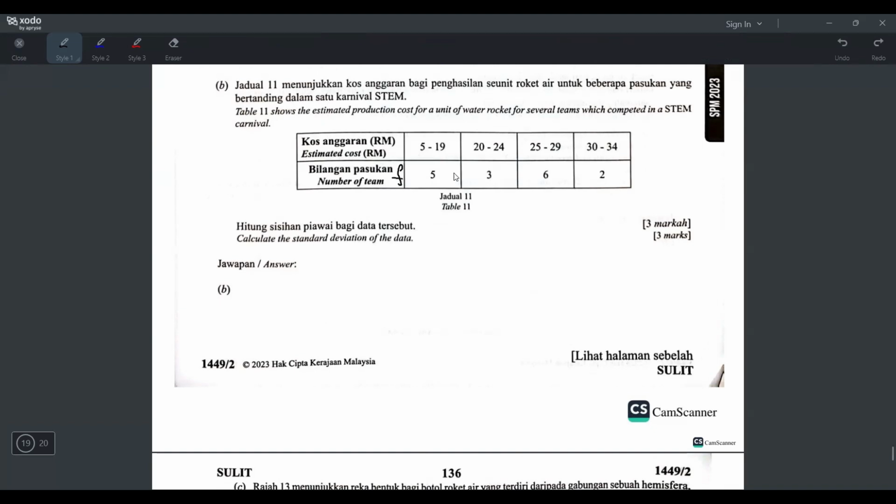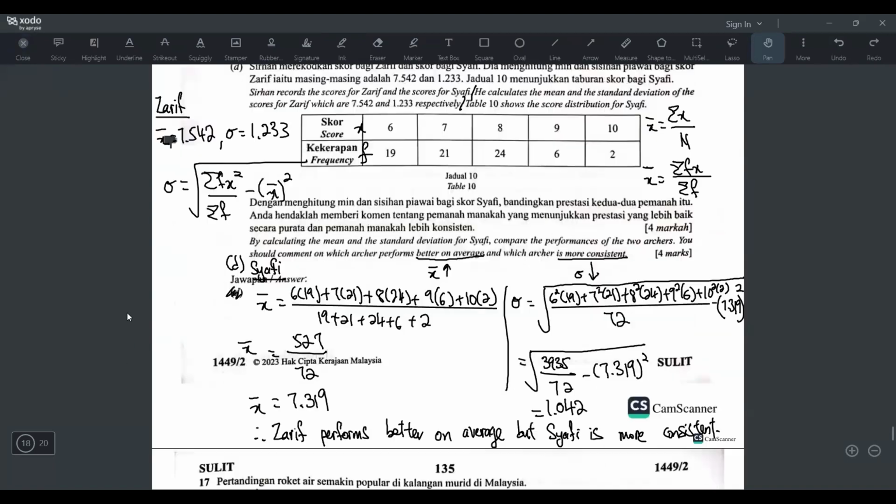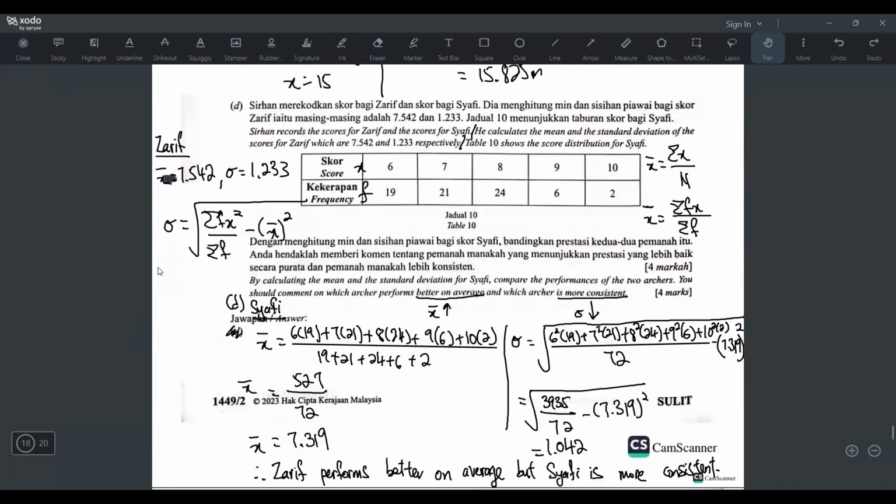And this would be the frequency. Okay. So for group data, if they want to find standard deviation, you have to find the midpoint. Okay. Saya ada cakap tadi mah. Let me scroll back. Remember this question just now? Where is it? This one.